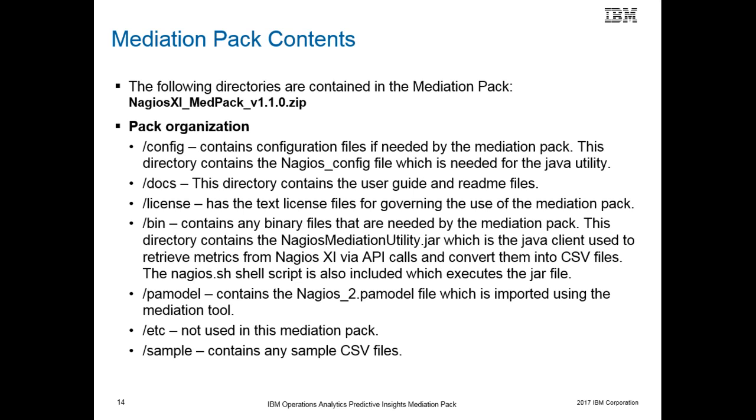The bin directory contains the Java utility, which is used to extract metrics from the Nagios XI and format the metrics into CSV files. The PA model directory contains the mediation pack model, which is imported into Predictive Insights using the mediation tool. The remaining directories are not used by this mediation pack.